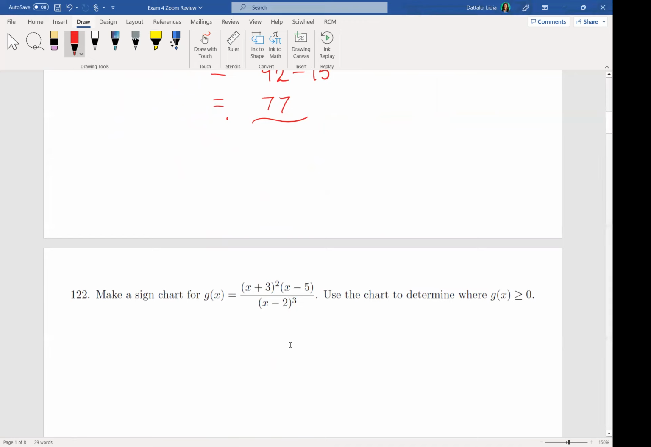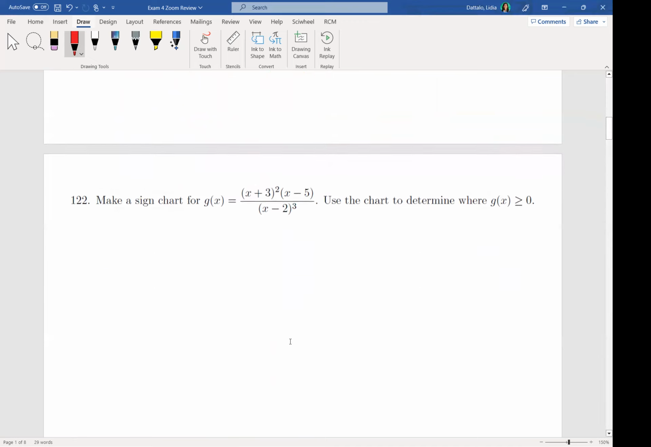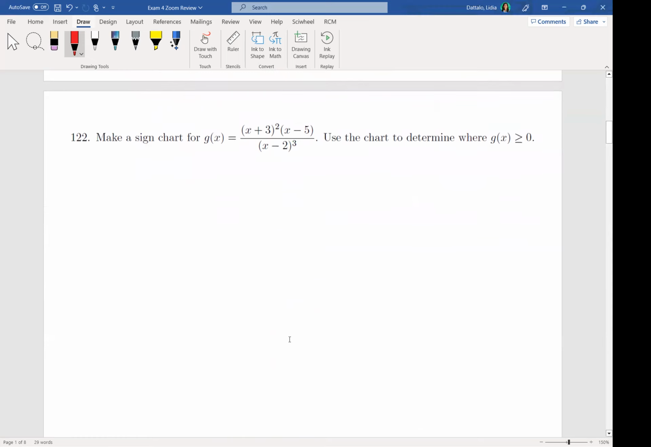Okay. Now I'm going to do number 122, which was another problem from the Unit 4 discussion. All right. So what we need to do here is we need to make a sign chart for g of x. G of x is a rational function. We have some polynomial divided by another polynomial. And then we're going to determine where g of x is greater or equal to 0. Okay. Before we answer this question, we have to do some pre-work, and that means this.